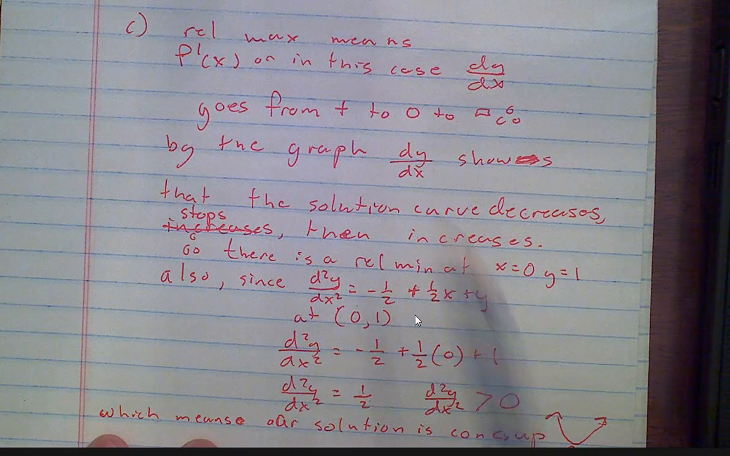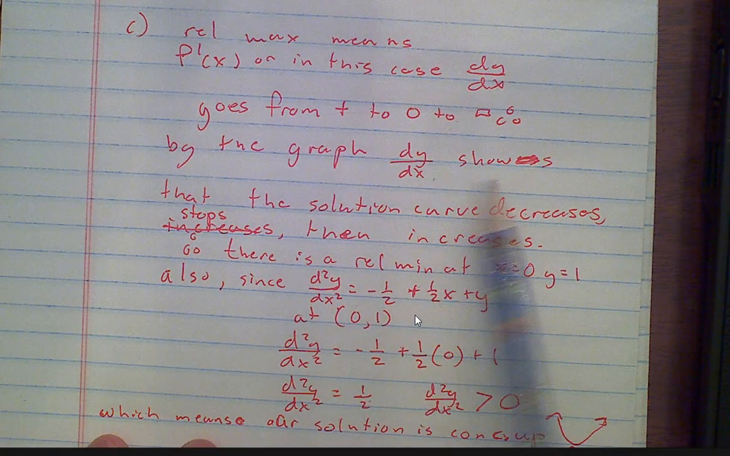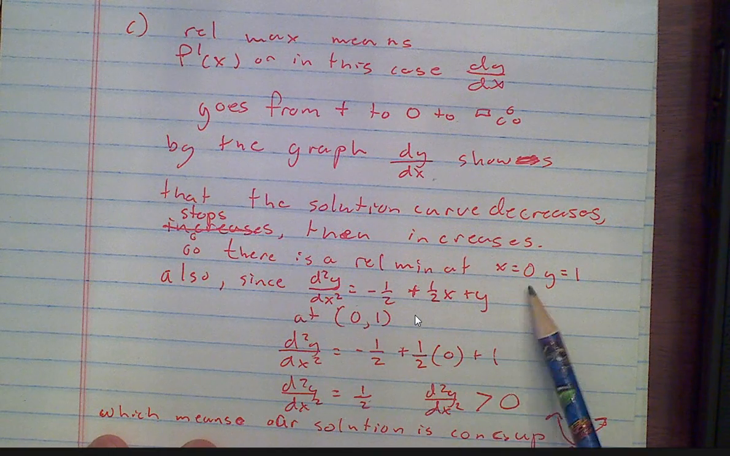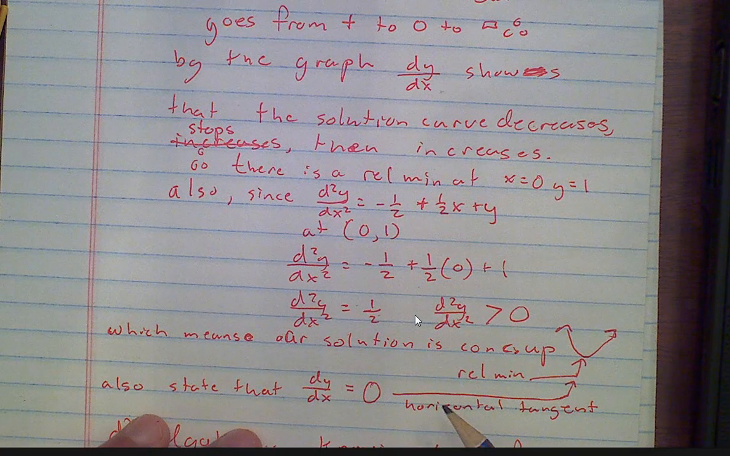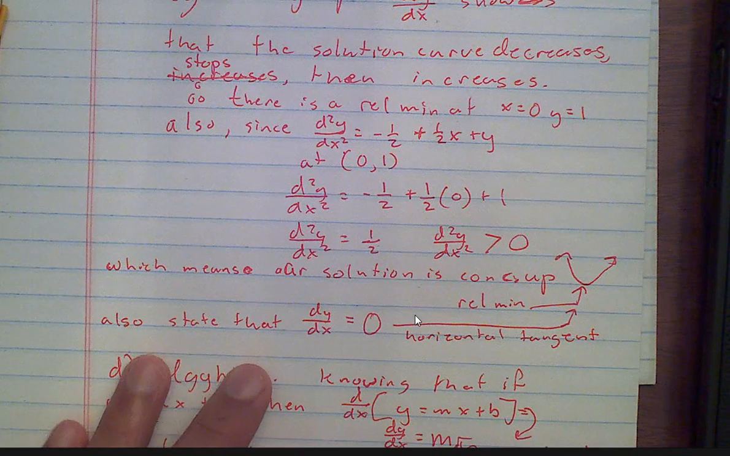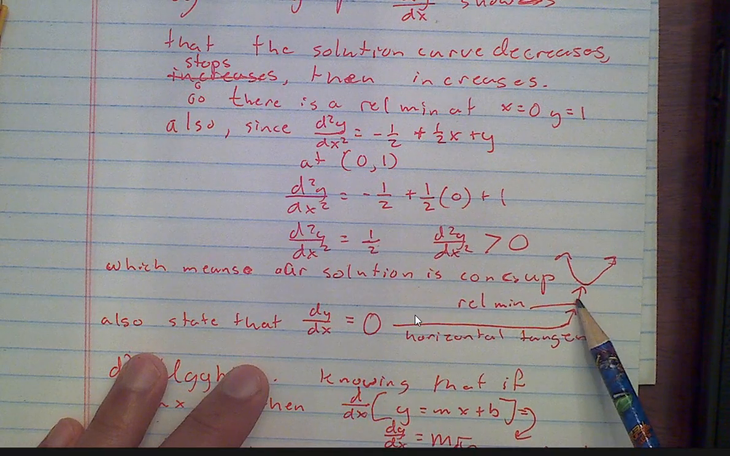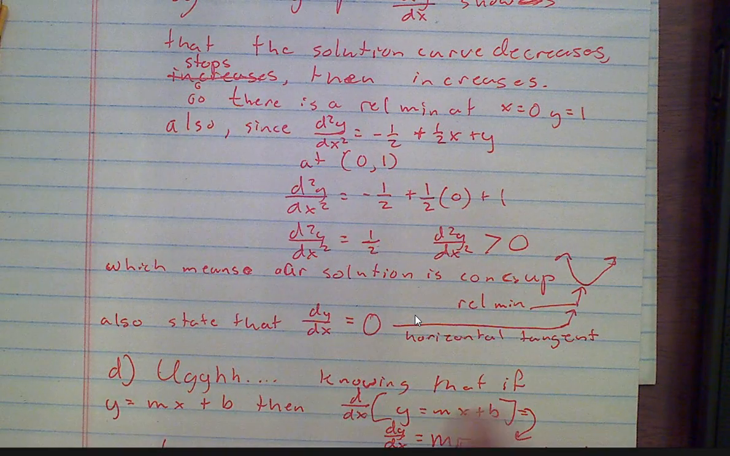But I stated that by the graph, the derivative or the slope field shows that the solution curve decreases, stops, and increases. Therefore, there is a relative min at x equals 0, y equals 1. But thinking further, if I use the second derivative and plug in those numbers, that meant the solution's concave up, which meant it's a relative min. This is simply the second derivative test, and we don't use it enough, plugging in numbers into the second derivative to justify a relative min.